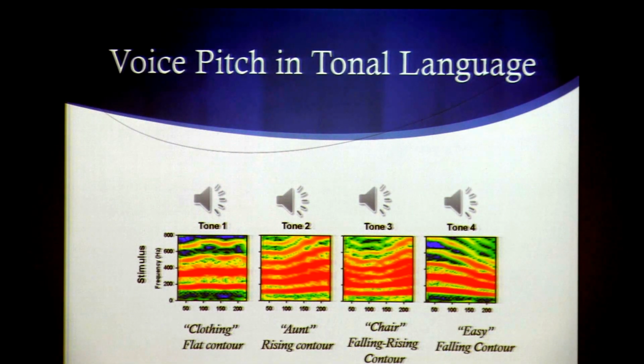So I will play them for you now and tell you that. So tone 1 has a flat contour and means clothing. Tone 2 has a rising contour and means aunt. Tone 3 has a falling then rising contour and means chair. And then tone 4 has a falling contour and means easy. Okay, now we're all in.